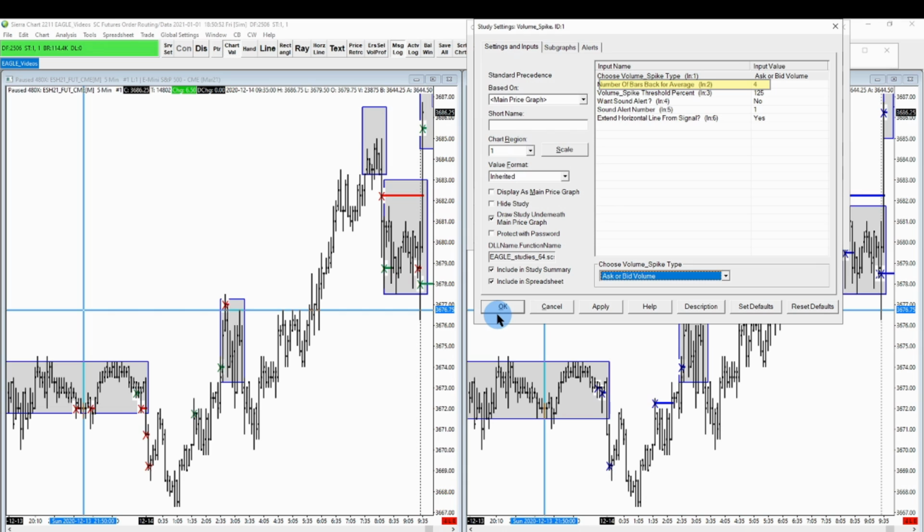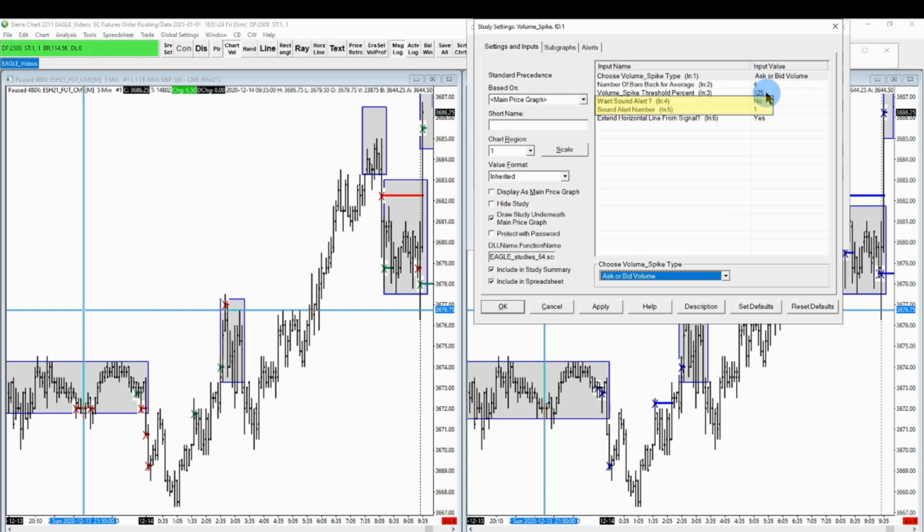The number of bars back average input allows us to decide how many bars back we want the study to refer to when it calculates the average volume to which it will compare the volume of the current bar. In this case, we tell the study to average the volume of the 4 previous bars. The next input, volume spike threshold percent, is where we set the minimum percentage by which the volume of the current bar has to exceed the average of the previous bars in order to generate a spike signal.